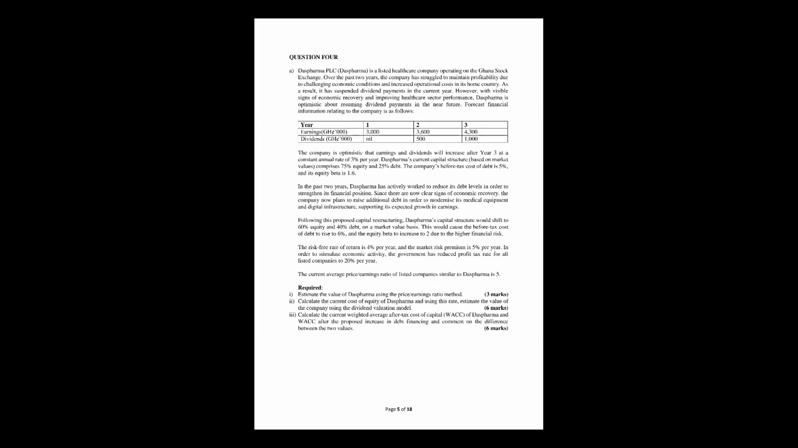Let's go to question 4. I'm reading the requirement again: estimate the value of that firm using the price earnings ratio, 3 marks. Immediately I read price earnings ratio, it's formula work. The formula: PE equals price, the market price per share, over earnings, the earnings per share. And instead I should find the value.